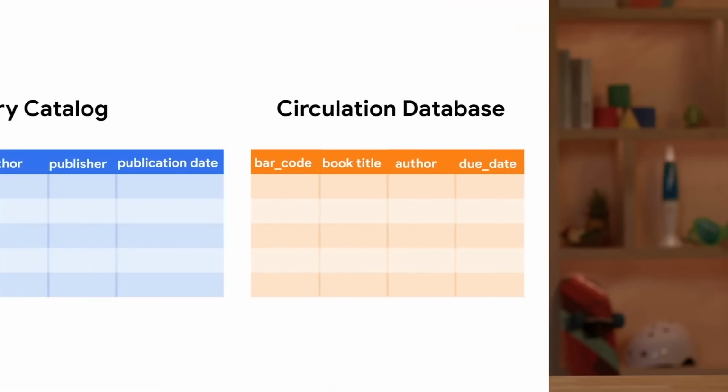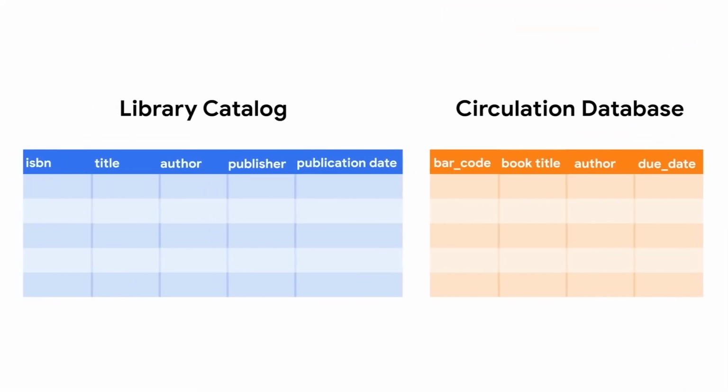Here's how it works. For example, the data team from a large public library wants to combine data from two sources to track the 12-month history of their book circulation and number of new requests patrons make. The first data source is a library catalog that includes the International Standard Book Number, or ISBN, title, author, publisher, and publication date for each book they own. The second data source is a circulation database that includes the barcode, title, author, and due date for each book in their collection. To combine, the data team will need to find a way to match the fields between data sources in a way that makes sense.